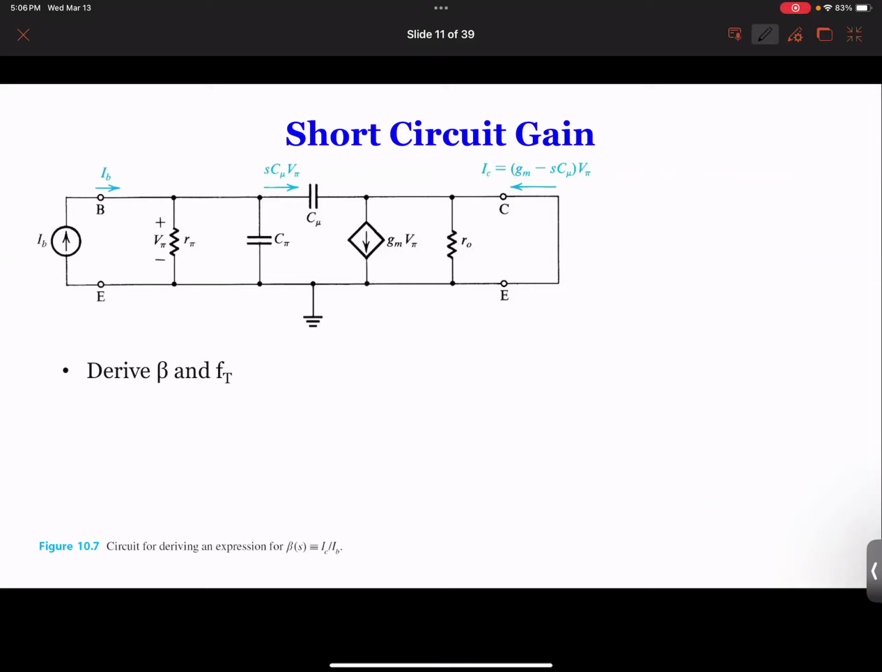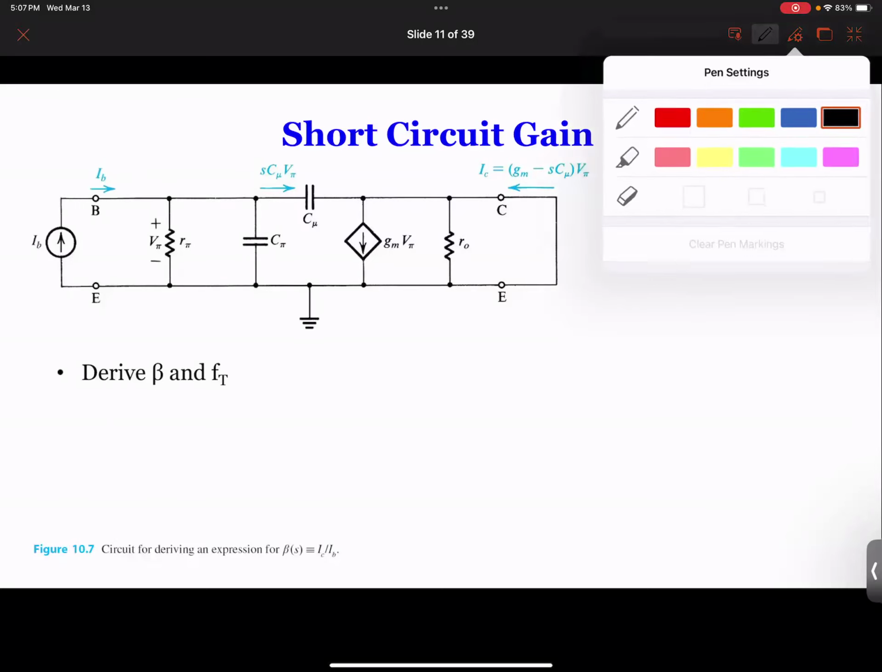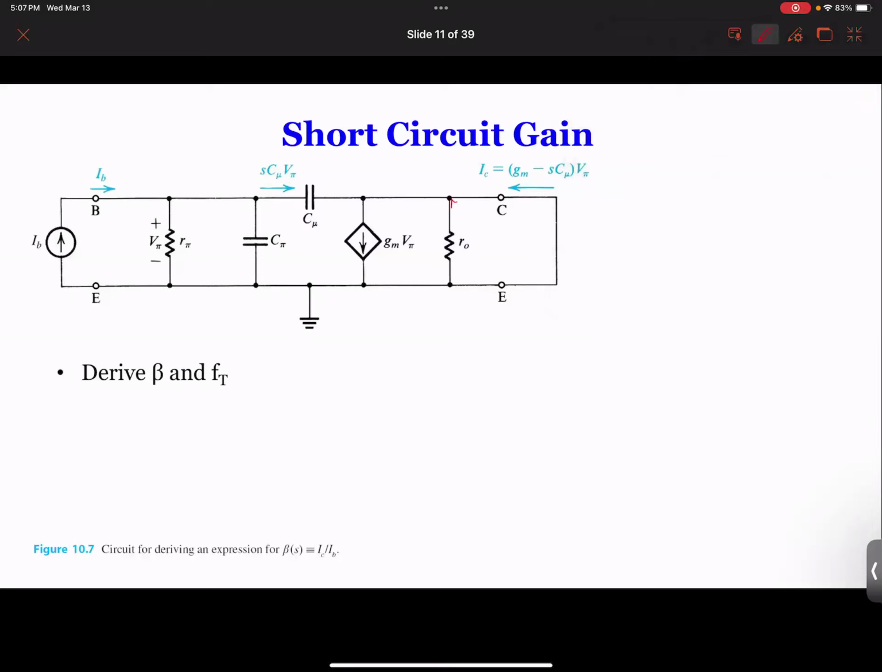Then we take the ratio between the output current and the input current, and we'll get the gain. So apparently the gain is going to be a function of the capacitances, which are part of the expression. In order to do this, as you can see, the output side is shorted. Shorted means this is gone, and because this is shorted, this is also ground, so this is all ground.